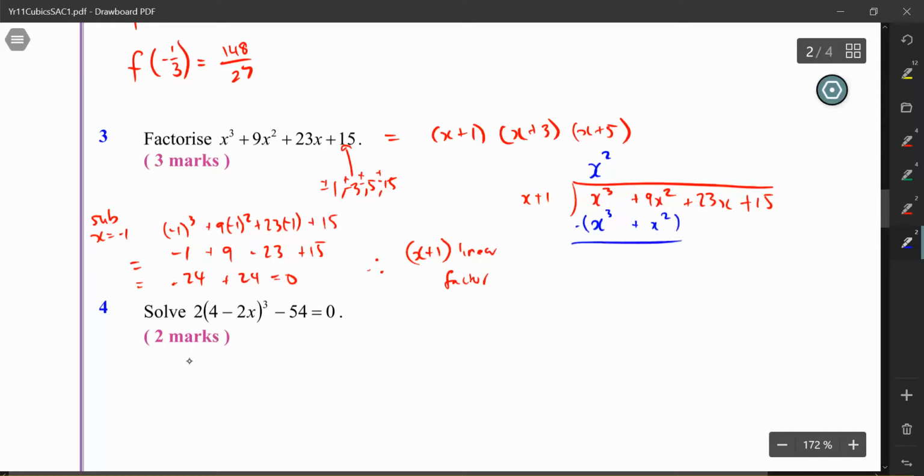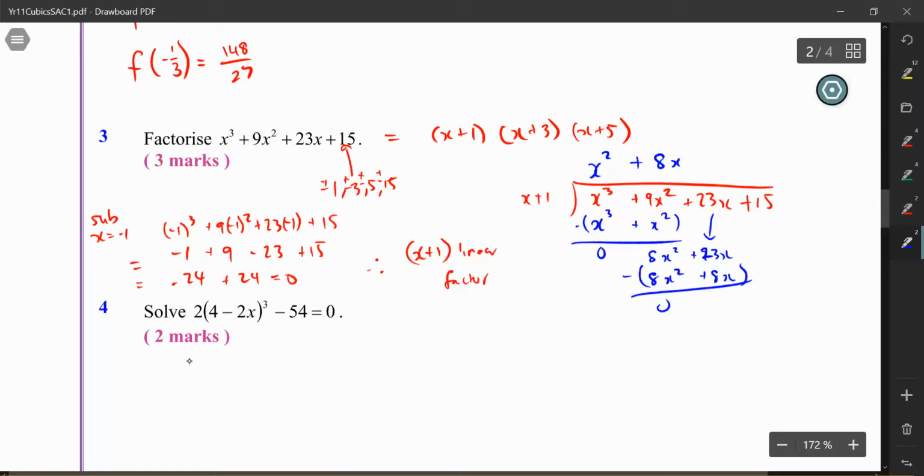Find the subtraction, so find the remainder. So 9 minus 1 is 8x squared. Drop down the value, plus 23x. Now you ask the same question again. You say something times x will give you 8x squared, so plus 8x, and that gives you 8x squared plus 8x. Find the subtraction, find the remainder.